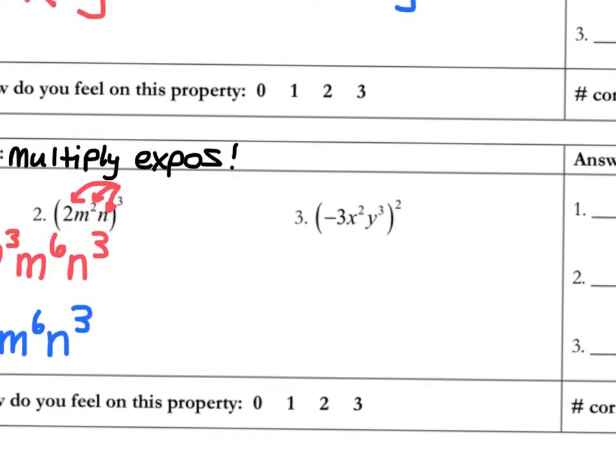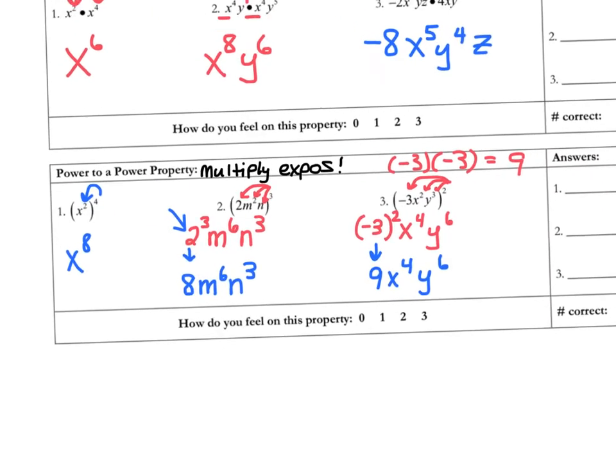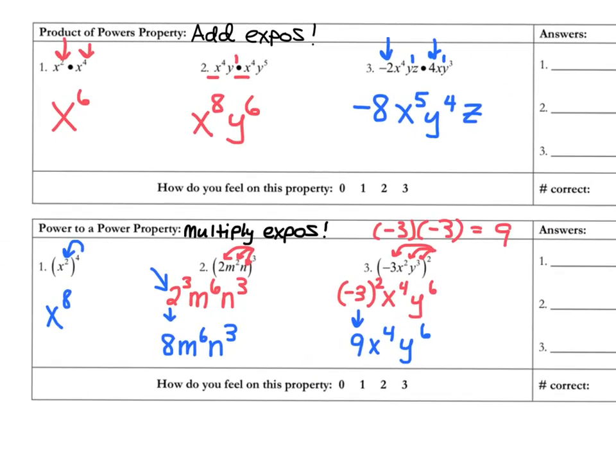And finally, this one. Guys, whenever I square a negative number, it comes out positive. Negative 3 times negative 3 equals positive 9. Keep that in mind, but let's go ahead and distribute that 2 to everything. So we've got negative 3, use parentheses here, we're going to square that. We've got x, 2 times 2 is 4, and y, 3 times 2 is 6. Let's simplify this. Negative 3, that quantity squared is positive 9. X to the 4th, y to the 6th. Okay, so those are the first two properties. Let's move on to the next.